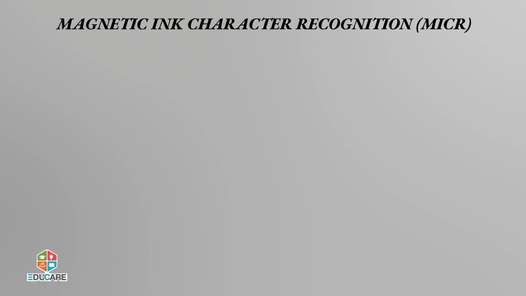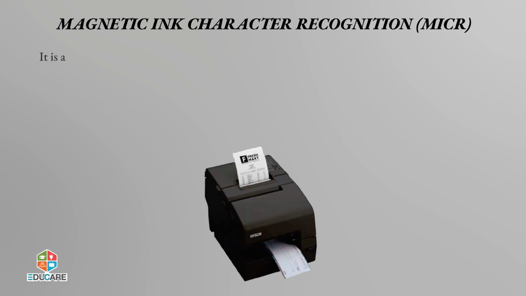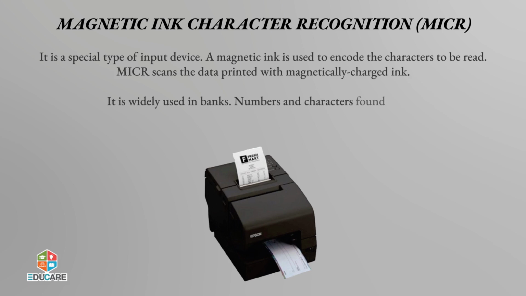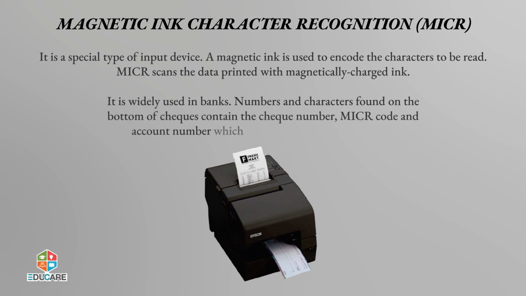Magnetic ink character recognition, MICR. It is a special type of input device. A magnetic ink is used to encode the characters to be read. MICR scans the data printed with magnetically charged ink. It is widely used in banks. Numbers and characters found on the bottom of checks contain the check number, MICR code, and account number, which are printed using magnetic ink.